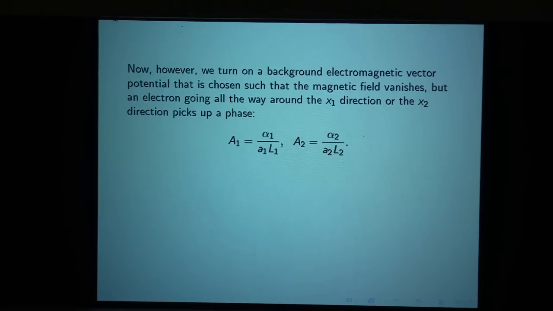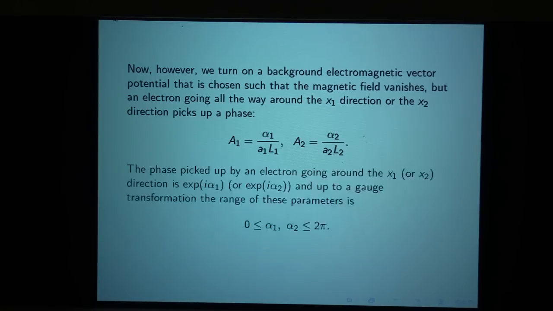So physically, you can realize half of this almost. If you had one circle and put a solenoid through it, if the flux in the solenoid is alpha 1, that'll generate what we've indicated in the 1 direction. But physically, in the real world, you can't simultaneously do this in the 1 and 2 directions. But the Schrodinger equation is consistent under this situation, so it's good for a thought experiment. So we've arranged the phase picked up by an electron that goes around the x1 or x2 direction is e to the i alpha 1 or e to the i alpha 2, and therefore up to a gauge transformation, the range of these parameters is from 0 to 2 pi.